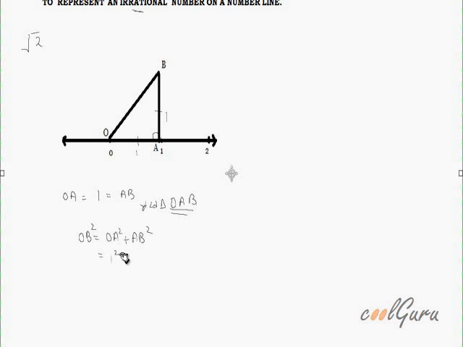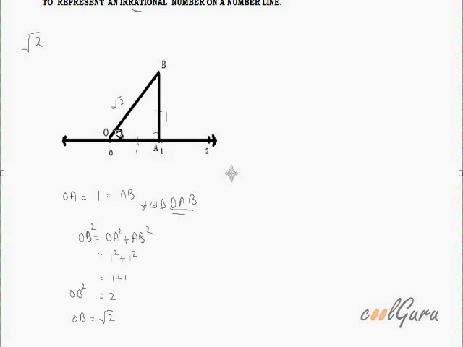OA is 1, AB is also 1. So this is equal to 1 plus 1 or 2. OB square is 2 or OB is equal to root 2. Now in this right angle triangle, OB is hypotenuse and its value comes out to be root 2. Now I have to represent root 2 on this number line.